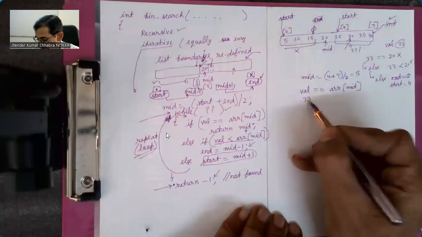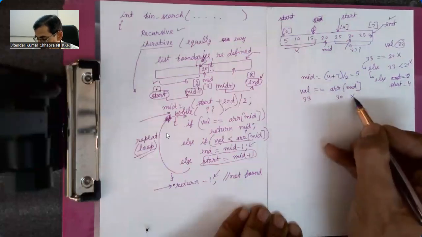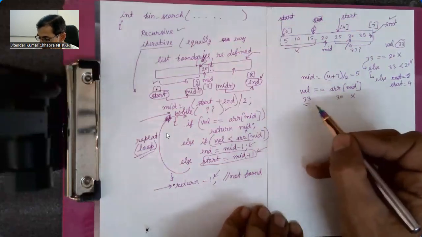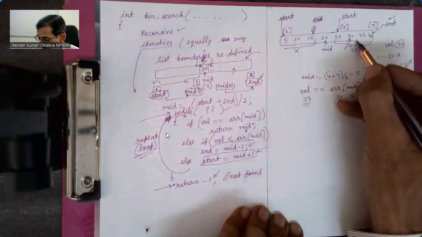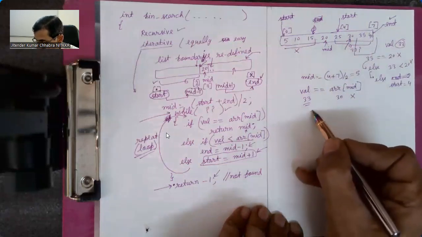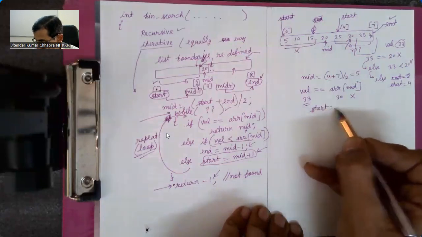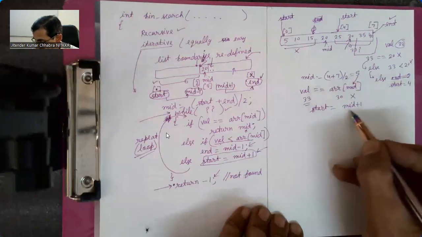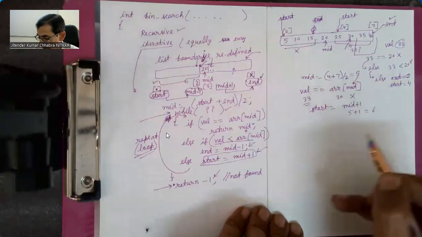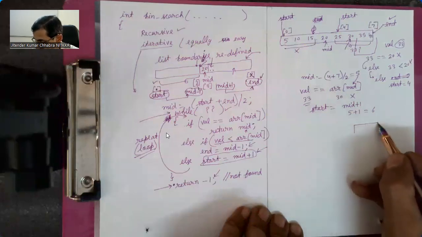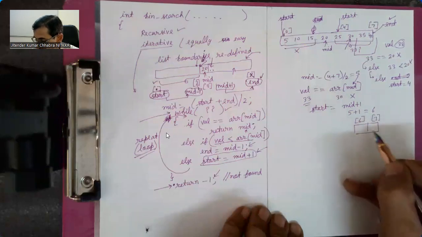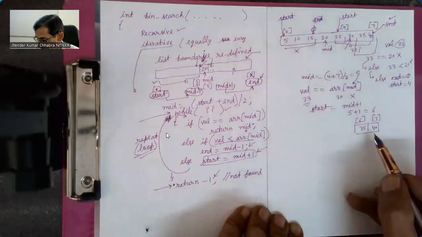So I will say 33 versus 30, not equal, means else. Again, 33, if at all possible, has to be on the other side. So I will say my start changes again. It becomes mid + 1. Currently mid is 5, so start becomes 5 + 1, 6. So now my focus of the searching comes to the list from 6 onwards up to 7. Only this list is to be focused on. On the left of 30, it was impossible.